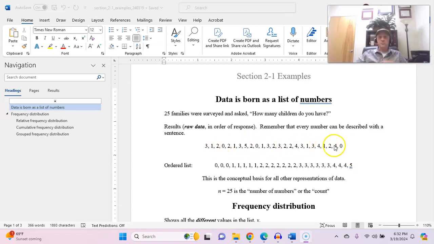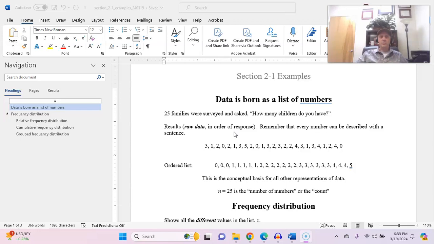So every one of these numbers basically corresponds to a family, but more specifically, it counts the number of children in that family. So we really have two important variables going on here: families and children. And I'm emphasizing that now because eventually we're going to be turning this into a two-dimensional graph, which has families in one direction and children in the other direction.